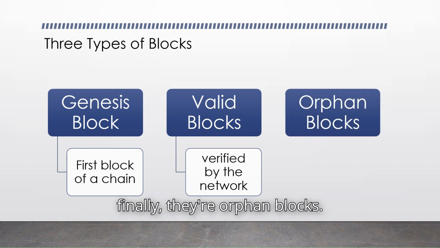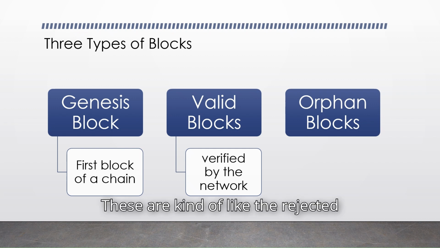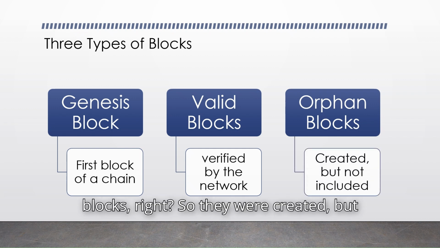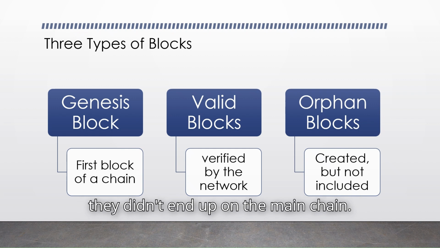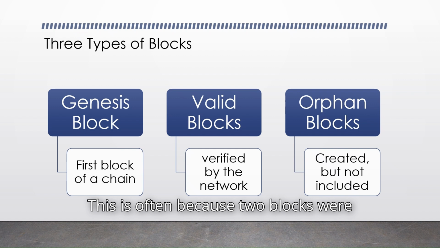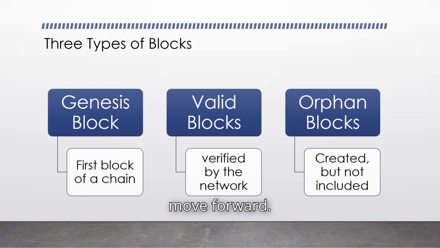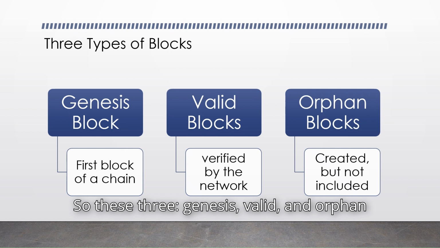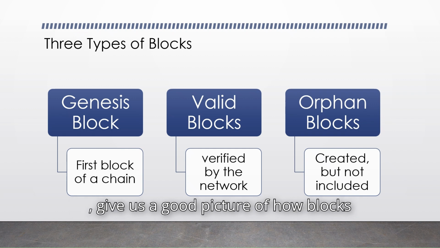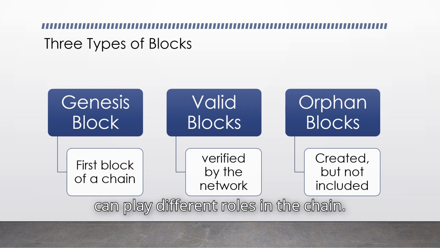And finally, there are orphan blocks. These are kind of like the rejected blocks, right? So they were created, but they didn't end up on the main chain. This is often because two blocks were created around the same time and the network only chose one to continue to move forward. So these three, Genesis, valid, and orphan, give us a good picture of how blocks can play different roles in the chain.